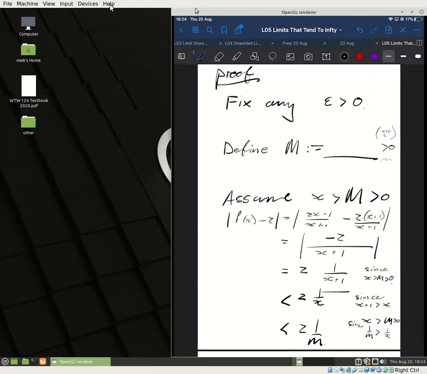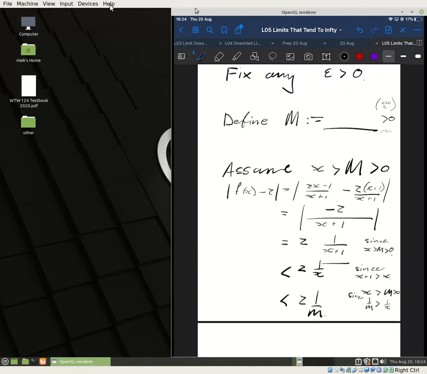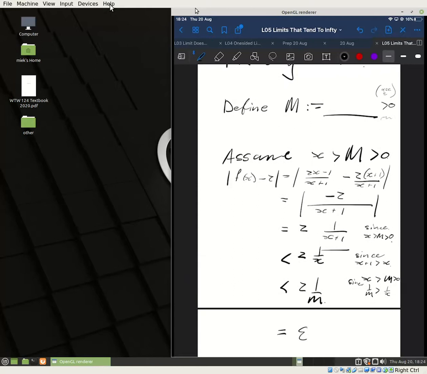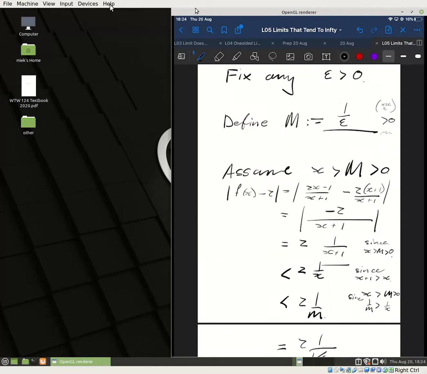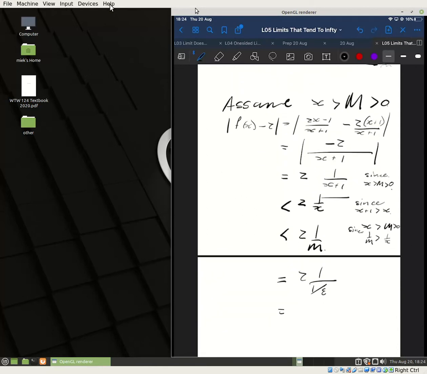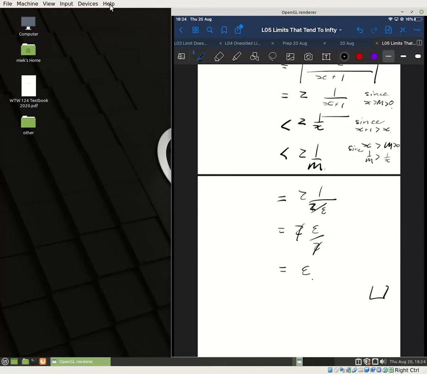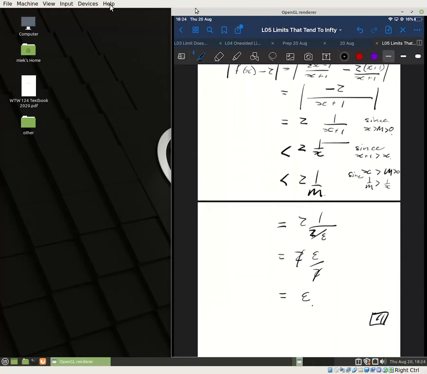So now we see here, what do we want? We finally want this thing to be less than epsilon. So if we choose our m to be 1 over epsilon, what happens here? This becomes 2 over 1 over epsilon. Actually, not 1 over epsilon, 2 over epsilon. This becomes 2 over 2 over epsilon. The 2's cancel, and we're left with epsilon. And we're done. And there is our proof.